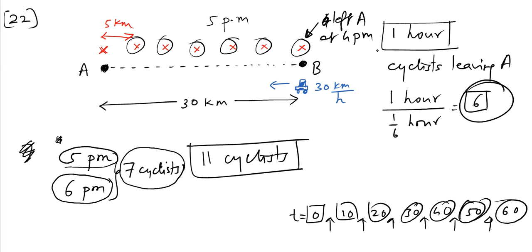So naturally you have to add 1 hour to this process. The motor car is going to meet all of the cyclists who leave A from 4 p.m. to 6 p.m., because 6 p.m. is the time when the motor car reaches A. So it's a 2-hour process. It's a process which takes 2 hours.